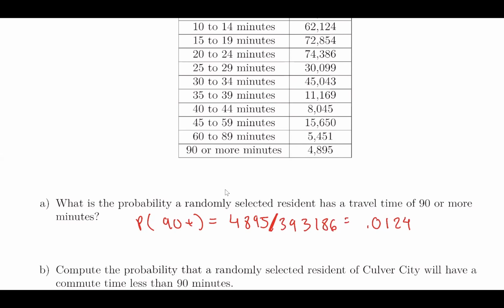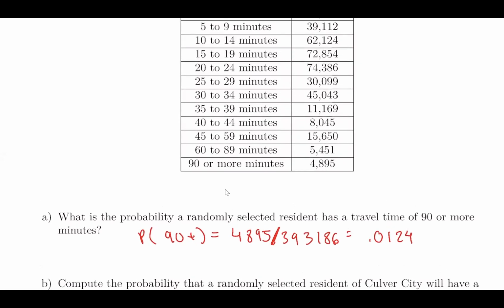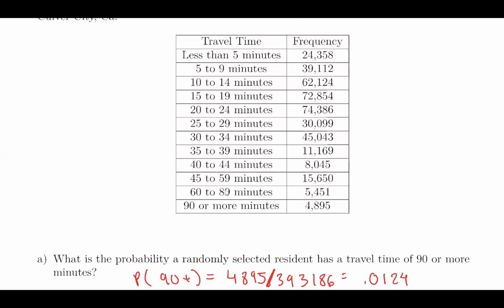So for B, it's to compute the probability that a randomly selected resident of Culver City will have a commute time less than 90 minutes. So we want it to be now less than 90 minutes. So I'm gonna go ahead and label this. I'm gonna say this is A, this is B, this is C, D, E, F, G, H, I, J, K, L.